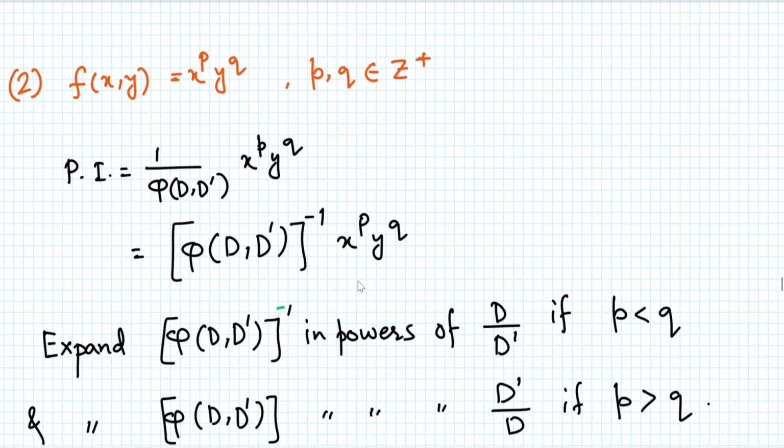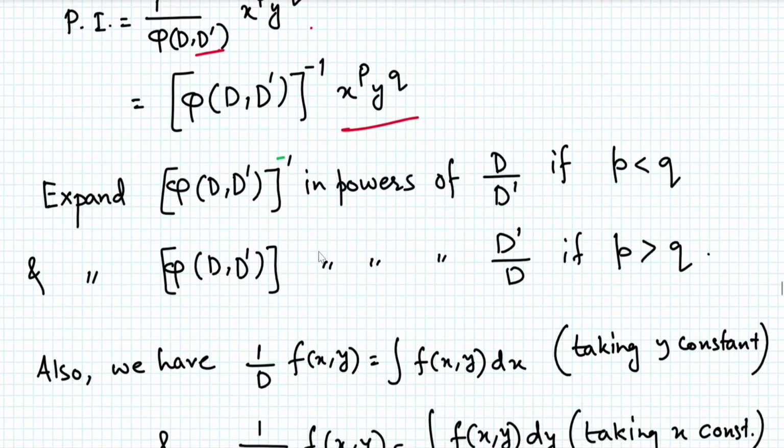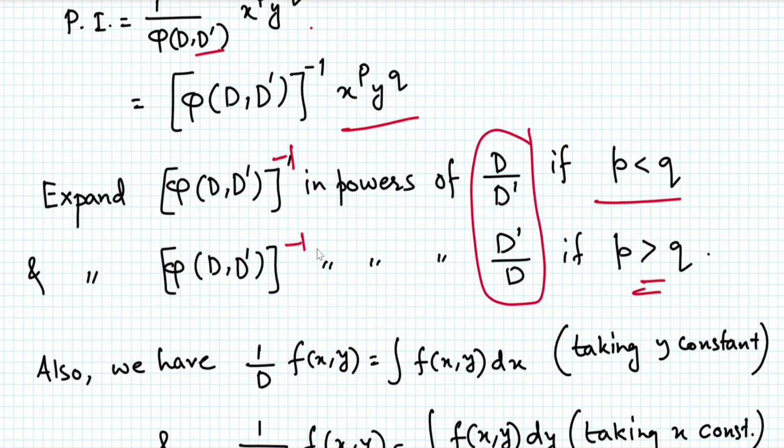Now we go to the next type. Type 2 is when the function f(x,y) is of the form x^p y^q, where p and q belong to integers. So the particular integral is equal to 1 by φ(D,D') of x^p y^q. This is an inverse function, so φ(D,D') inverse of x^p y^q. Now expand this φ(D,D') inverse in powers of D'/D if p is less than q, and expand it in powers of D/D' if p is greater than q. When p equals q, you should try both expansions and apply whichever is easier.